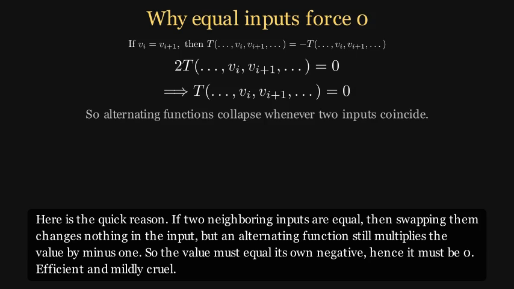Here is the quick reason. If two neighboring inputs are equal, then swapping them changes nothing in the input, but an alternating function still multiplies the value by -1. So the value must equal its own negative. Hence it must be zero. Efficient and mildly cruel.